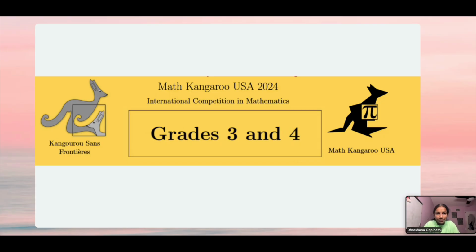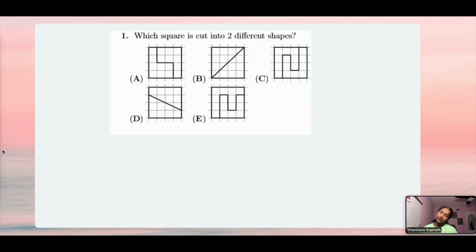Which square is cut into two different shapes? To me, the best way to solve this one is to count how many squares are in each of the parts in each option, and whichever option doesn't have the same amount of squares in each part is the one that's cut into two different shapes. So we can just go one by one and see how many squares each one has.